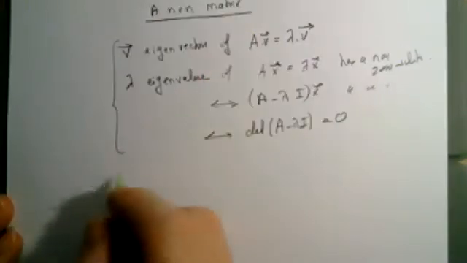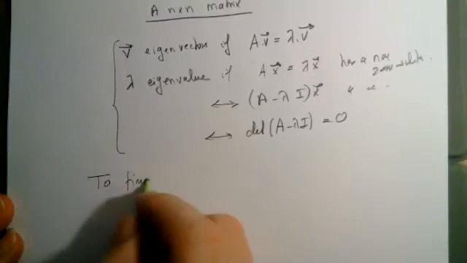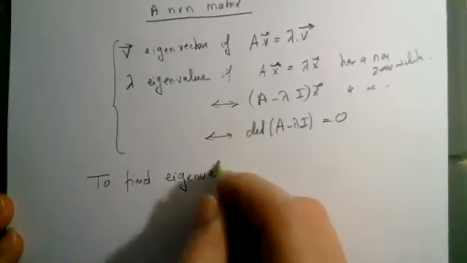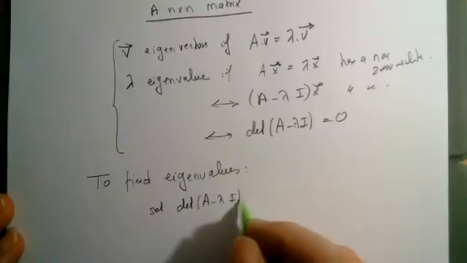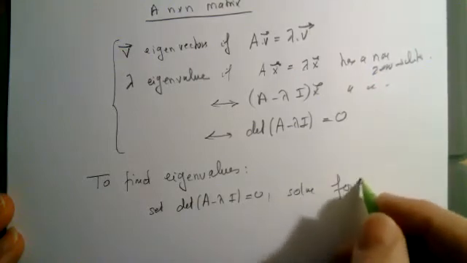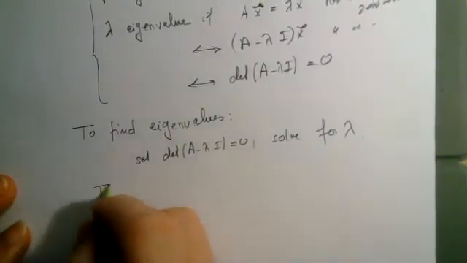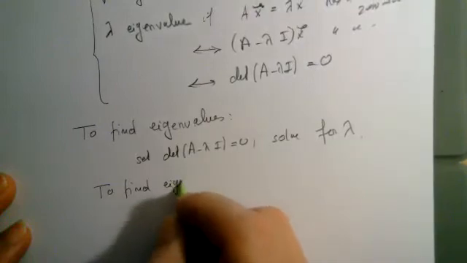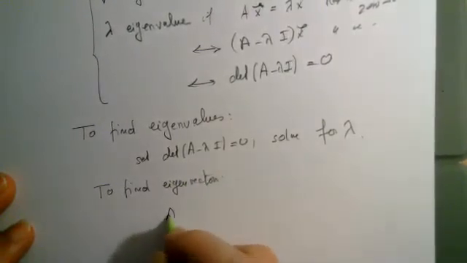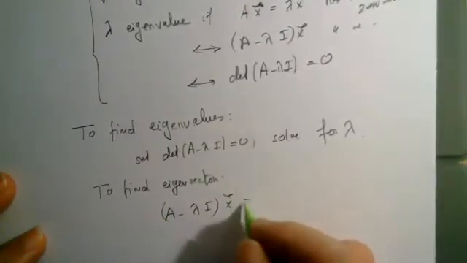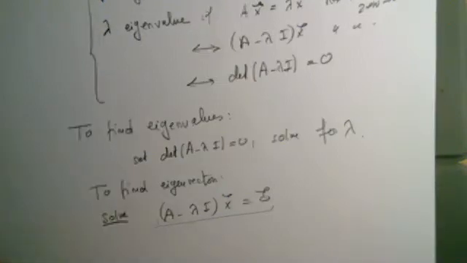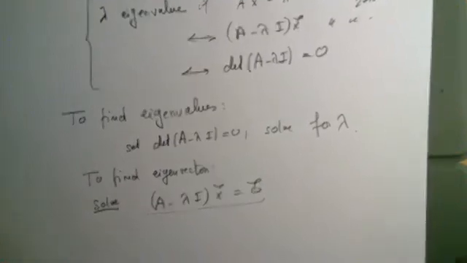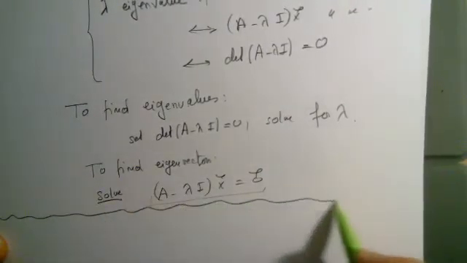And then we talked about the algorithm to find eigenvalues. To find the eigenvalues, we set the determinant equal to 0 and solve for lambda. And to find the eigenvectors, we solve the system (A minus lambda I) x equals 0. And to find what we call the basis for the eigenspace, once we solve the system, we write the vectors in parametric vector form and we extract the basis for the eigenspace.